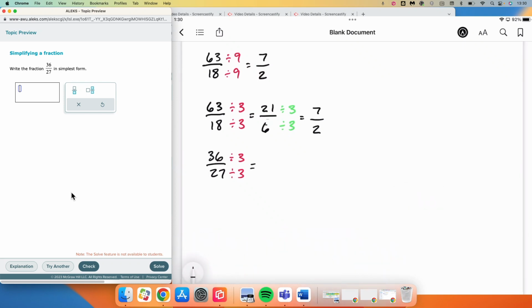So 36 divided by 3 is 12. 27 divided by 3 is 9. And at this point, we need to recognize that we're not done, because 12 and 9 still share a common factor. They are both divisible by 3. And so we end up having 12 divided by 3 is 4. 9 divided by 3 is 3. And our simplest form for this one is going to be 4 thirds, or 4 over 3.